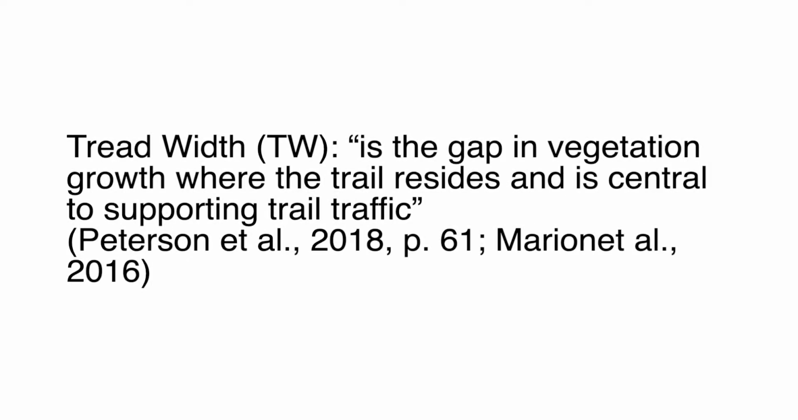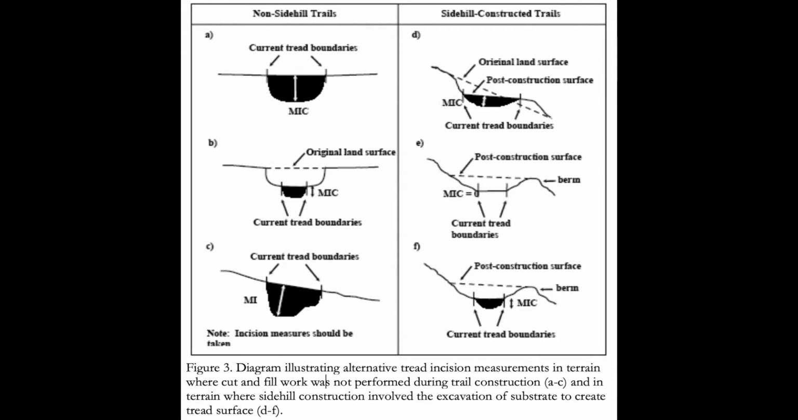Tread width. This is the gap in vegetation growth where the trail resides and is central to supporting the trail traffic. In other words, it's the cross-sectional width of the trail from one side of the trail to the other as determined by the vegetation line. Figure 3 here, taken from Mammoth Cave National Park Trail Monitoring Field Manual, can help visualize this concept.